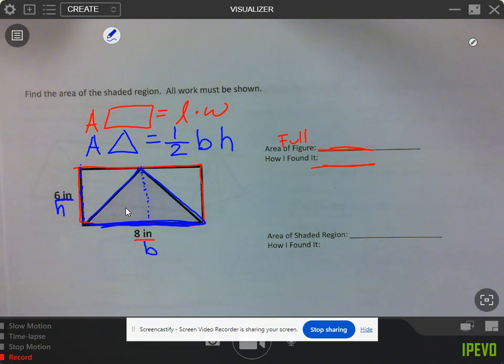You girls are talking degrees. We're not talking degrees. We're talking area. 360 is how many degrees are in a circle. We're not talking about degrees. We're talking area. So we're looking at the area of the shaded region. We're not looking at the degrees of the angles. Area of the shaded region.